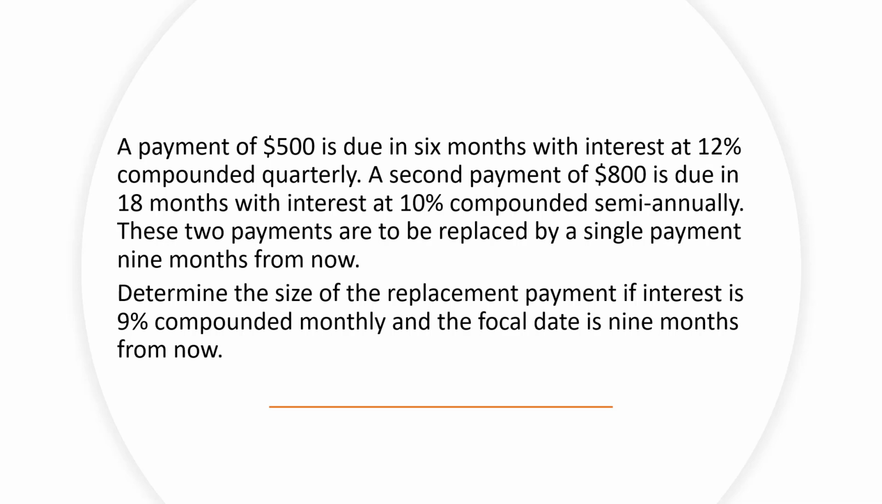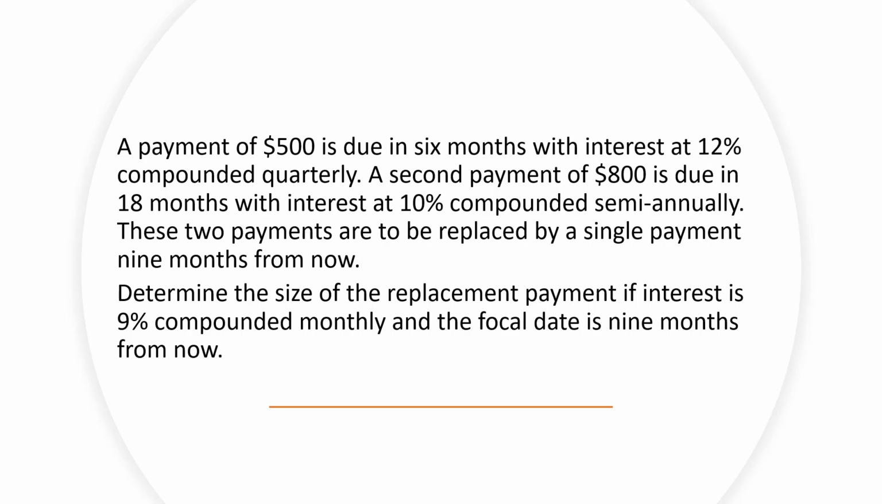Hi, my name is Matthew, and today we're going to work on a problem on compound interest to find equivalent values. So the problem is a payment of $500 is due in 6 months with interest at 12% compounded quarterly. A second payment of $800 is due in 18 months with interest at 10% compounded semi-annually. These two payments are to be replaced by a single payment 9 months from now. Determine the size of the replacement payment if interest is 9% compounded monthly and the focal date is 9 months from now.